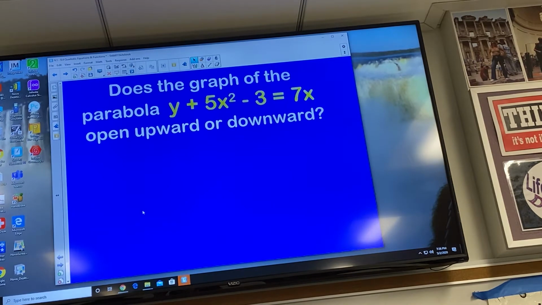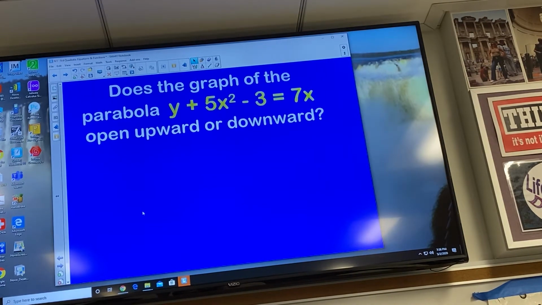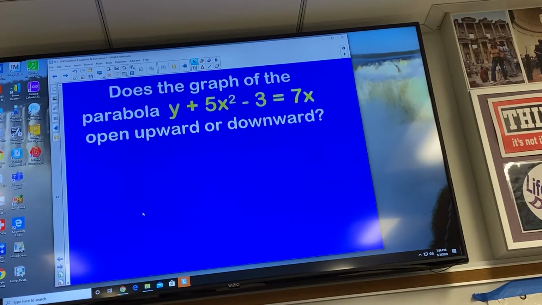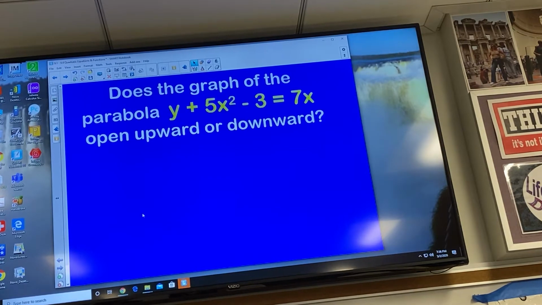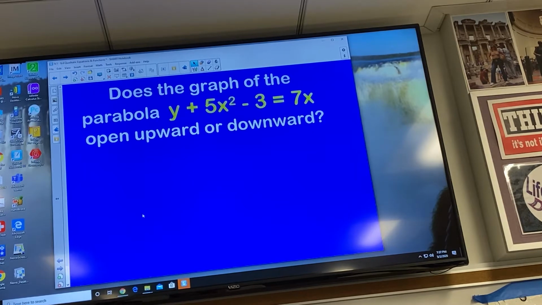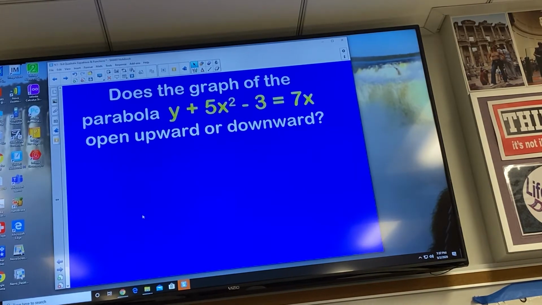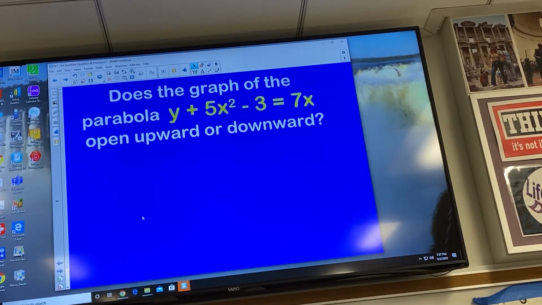Okay, how about this one? Well, you may just look at it immediately and go, hey, this stuff is so easy. Look, there's a plus in front of the x squared, plus 5, so it must open upward. And I say, whoa, whoa, whoa, slow down. That is not the case here.